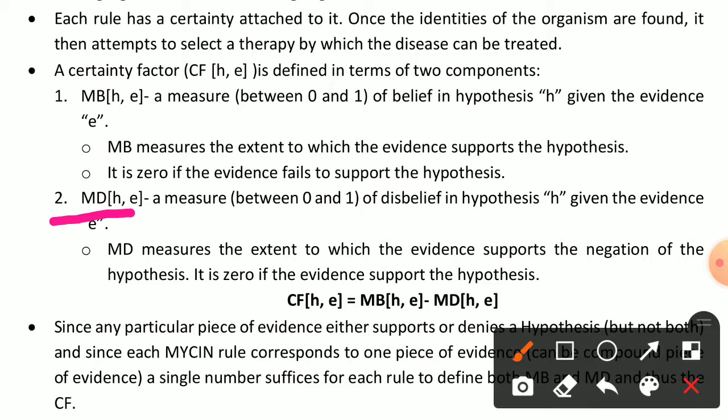MD measures the extent to which the evidence supports the negation of the hypothesis, meaning the negativity of the hypothesis. And it is 0 if the evidence supports the hypothesis.